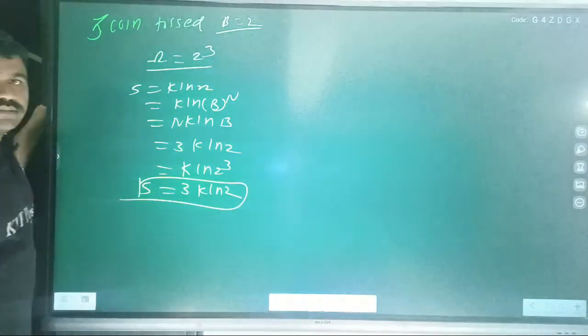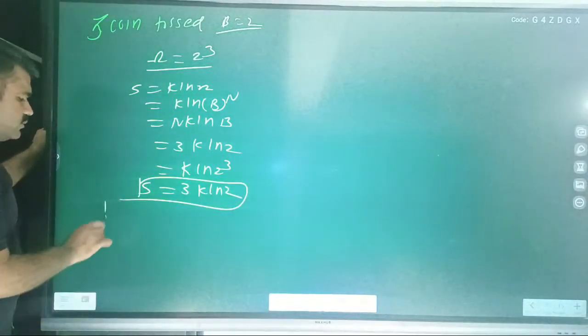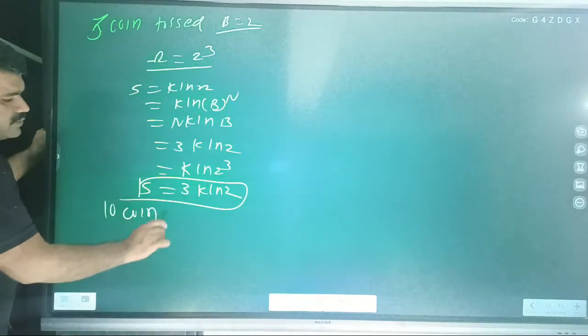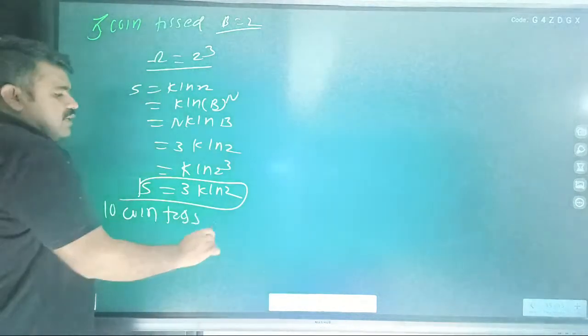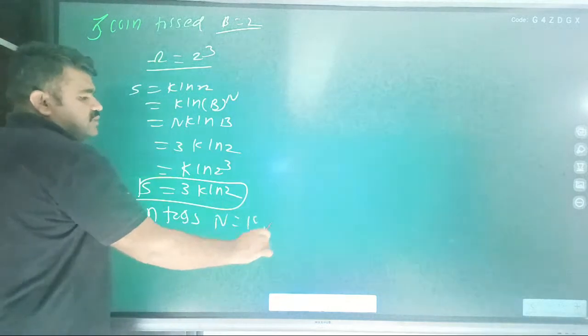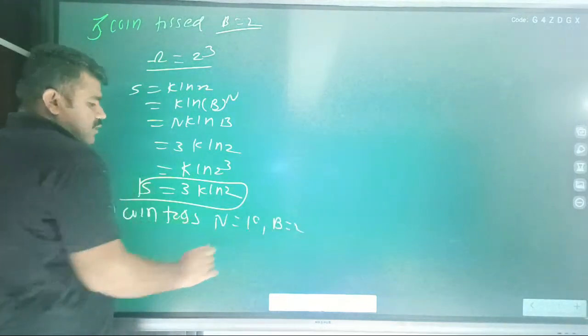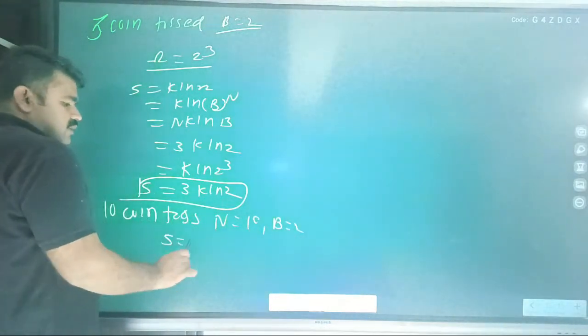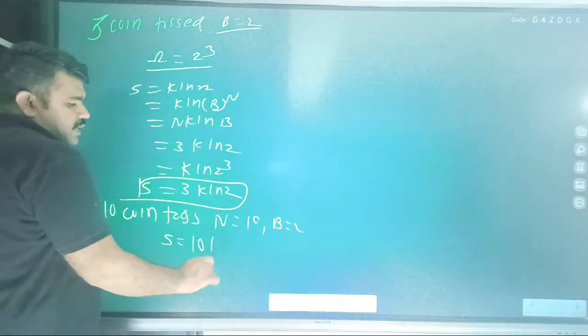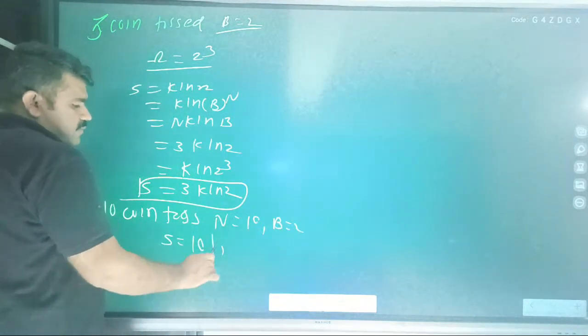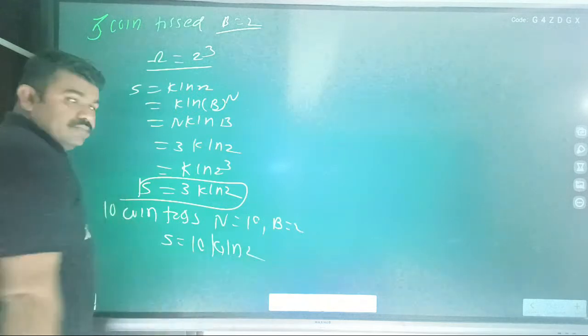3 coins are tossed. So what if 10 coins are tossed? Then n is equal to how much? 10. Basis is equal to 2. Then entropy is equal to how much? 10 k ln 2.